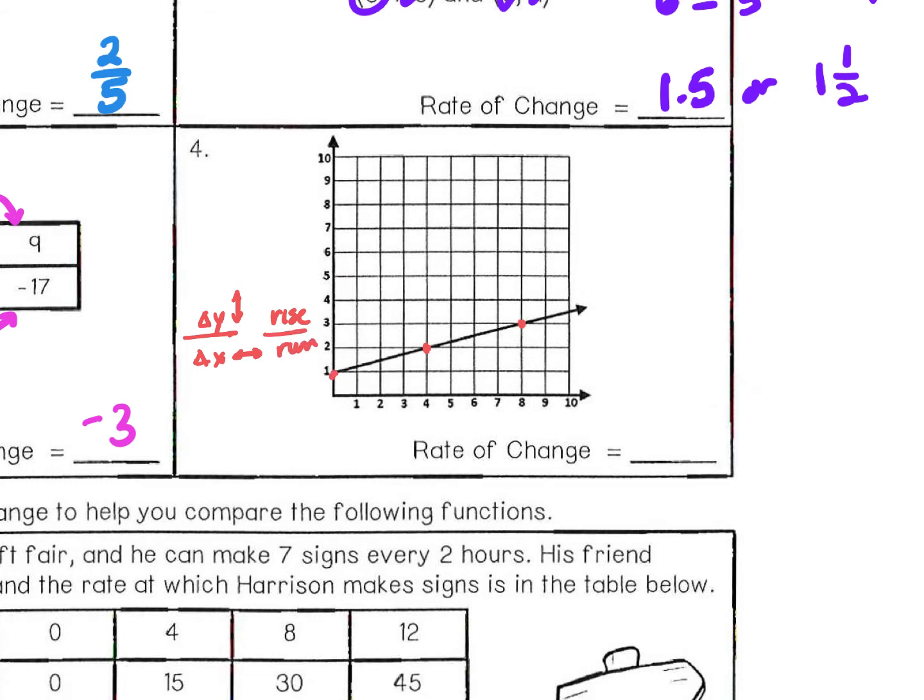And here's a point too. So I'm going to start at this. I'm going to go up 1. So my rise would be 1. And I'm going to go over 1, 2, 3, 4.